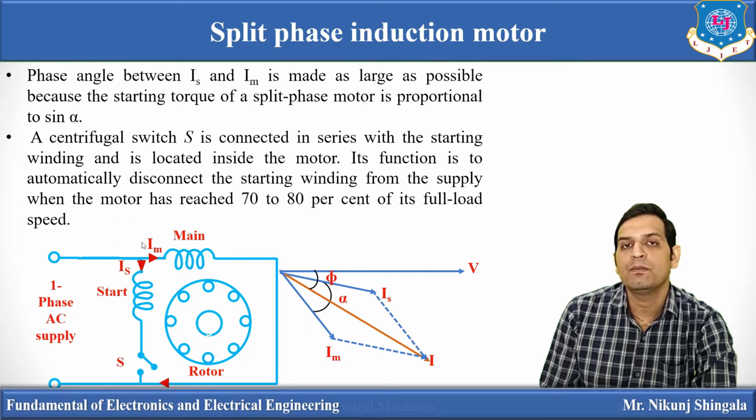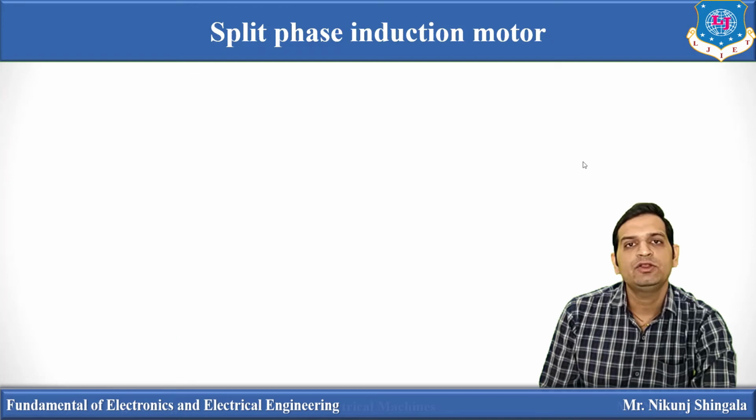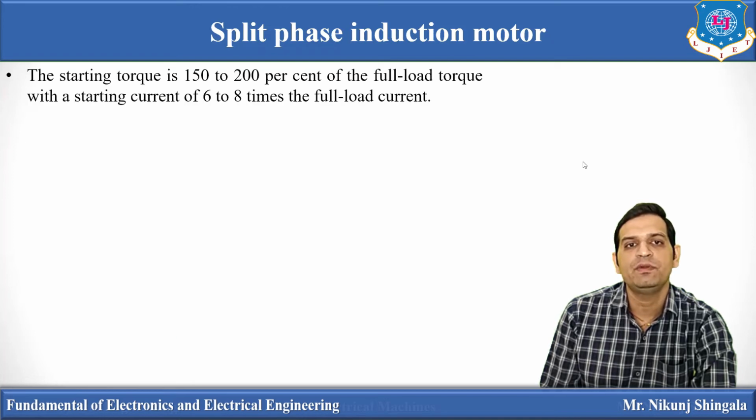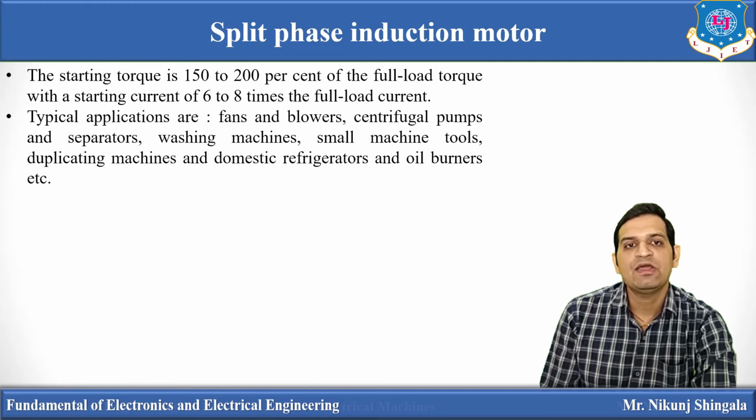The purpose of disconnecting the starting winding is to minimize the losses because of the starting winding. Starting torque of the split phase induction motor is 150 to 200% of the full load torque. The starting current is 6 to 8 times the full load current. Applications are fans, blowers, centrifugal pumps, washing machines, domestic refrigerators, oil burners. There are a number of applications of the split phase induction motor. Because of the splitting of the winding, the single phase induction motor becomes self-starting.